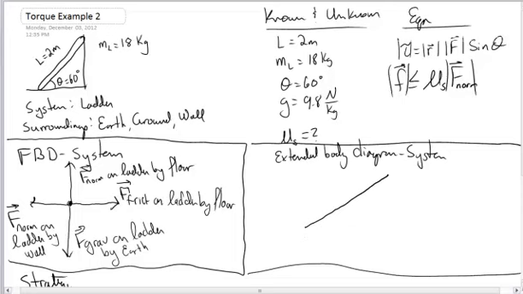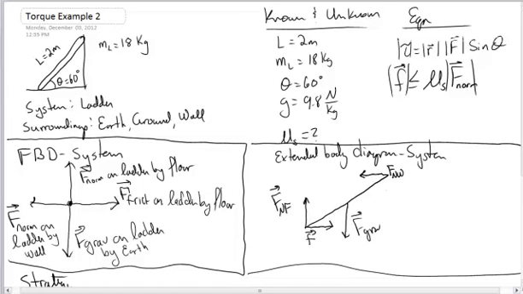So at the center of mass, we have F grav downward. At this point down here, we have an upward normal force, and I'm going to call that F_N. That's the normal force by the floor. We also have friction, I'm just going to use lowercase f to indicate friction. And then up here, we have F_N W, the normal force by the wall.